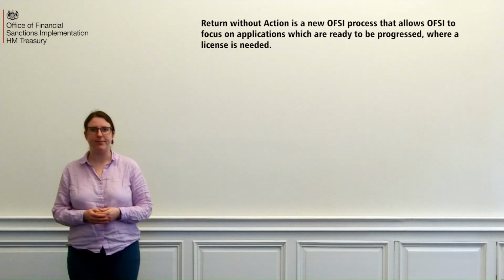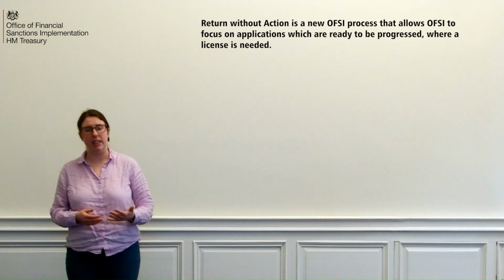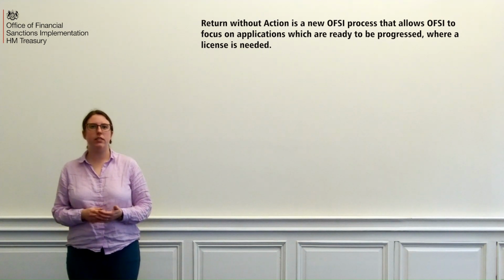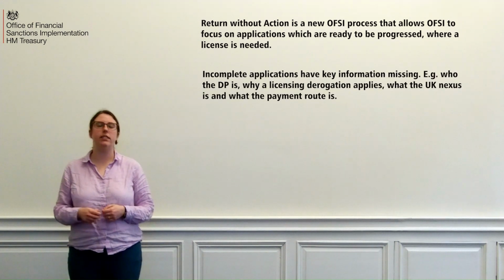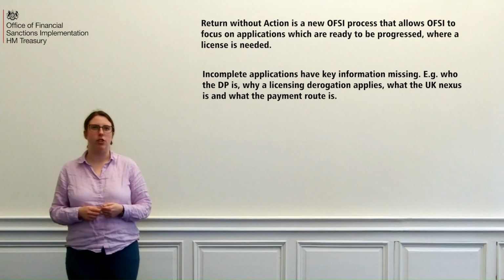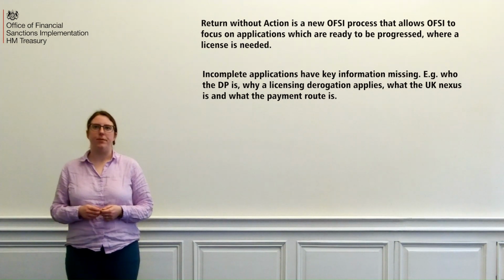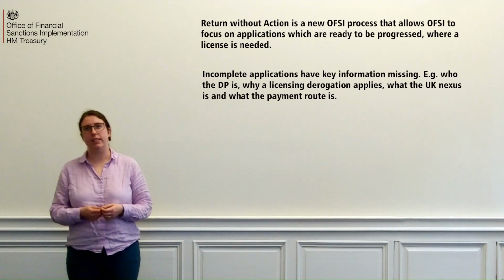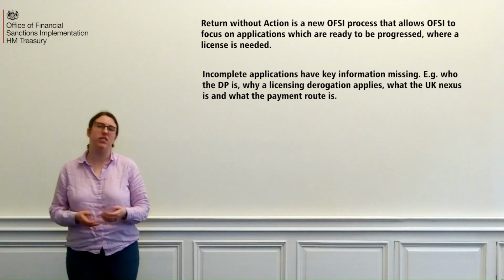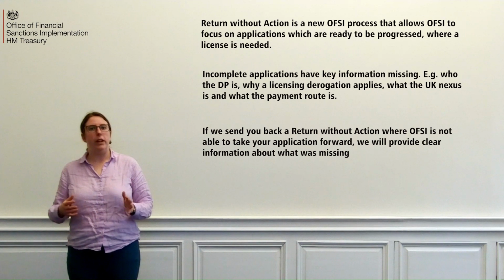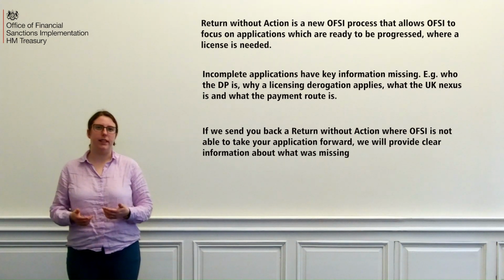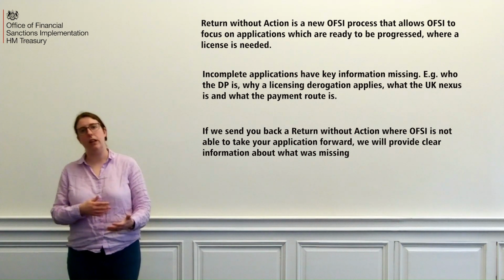So how are we defining incomplete applications? This is where key information is missing. So that could be an explanation of who the designated person is, why a licensing derogation applies, what the UK nexus is, and what the payment route is, things like this. So the really, really crucial information. We totally understand that as we go through assessing the application, we'll need to ask for further information.